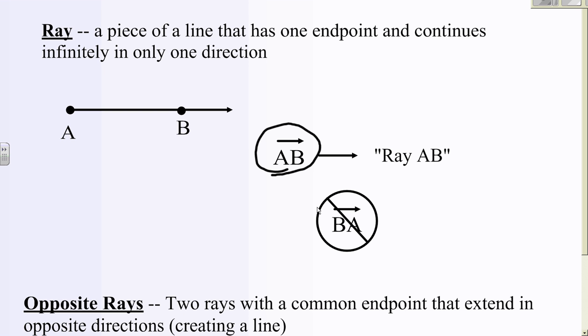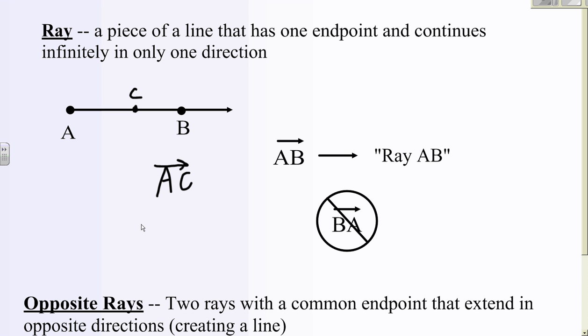Now this is very important. We do not say ray BA, because ray BA would say a ray starting at B going through point A. That ray BA would start here and go through point A forever and ever in that direction. So that's not what we're looking for here. So let me just erase that real quick. Okay. So again, we have to start with the endpoint for the ray when we name it, and then we name one point that we go through. If we had another point here, like C, I could say this is ray AC.